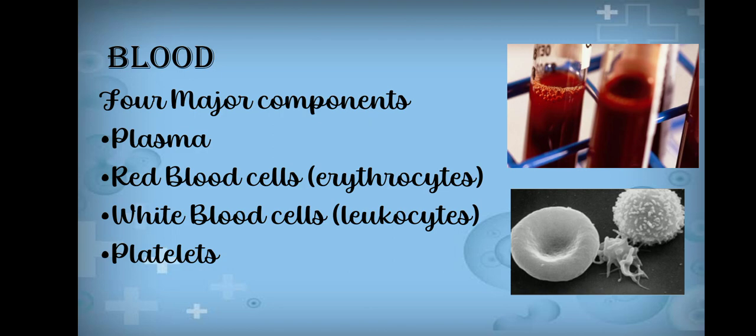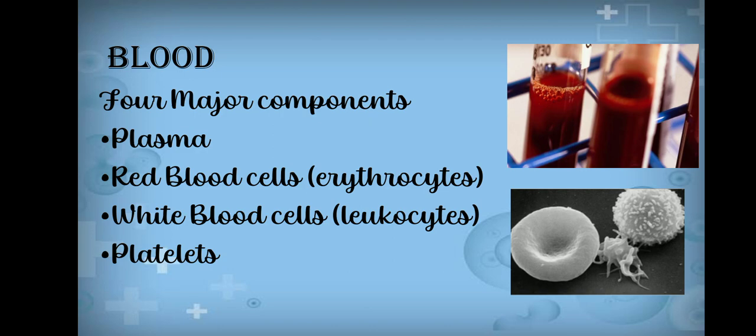The plasma is the fluid that surrounds the blood cells and helps transport carbon dioxide, hormones, and the metabolic waste products. Red blood cells, also known as erythrocytes, are formed in the bone marrow and function mainly as oxygen carriers. White blood cells, or leukocytes, make up the body's immune system by producing antibodies and helping destroy harmful microorganisms. These cells are also created in the bone marrow.